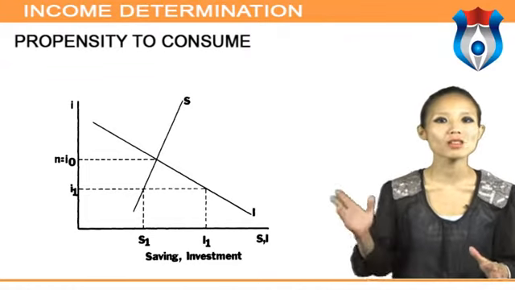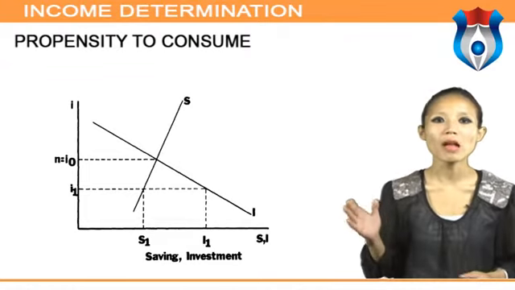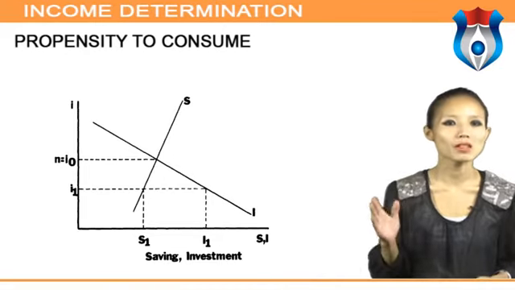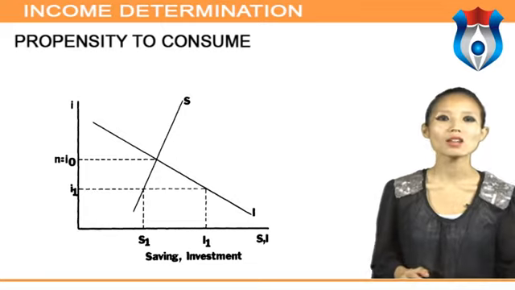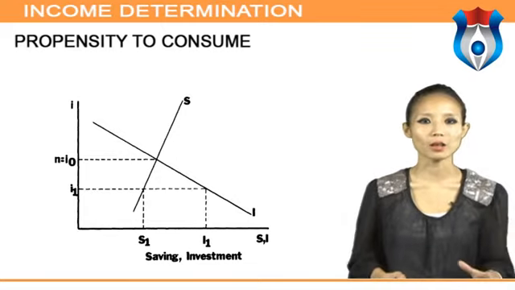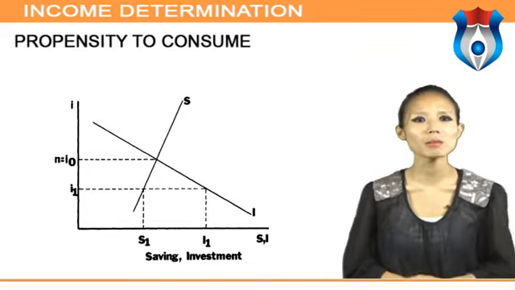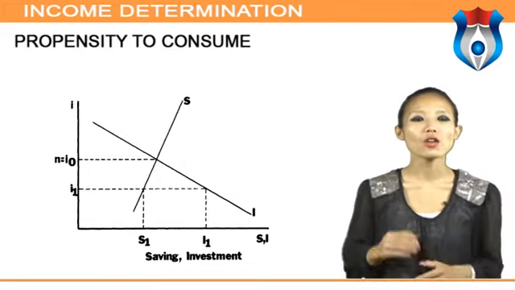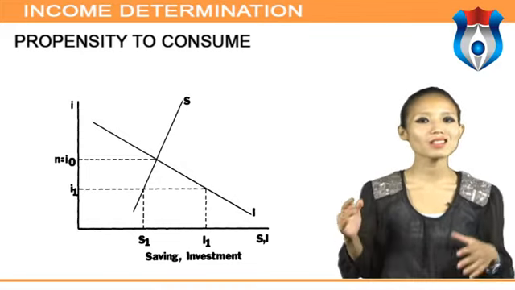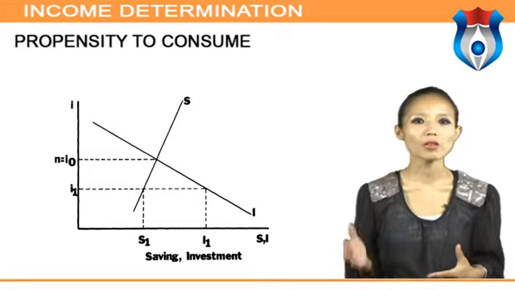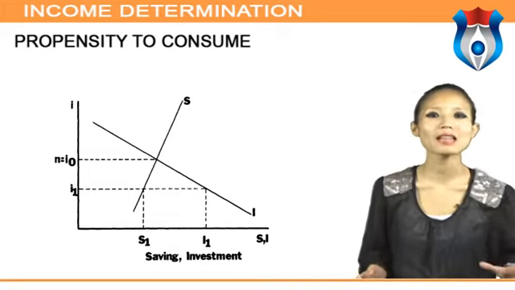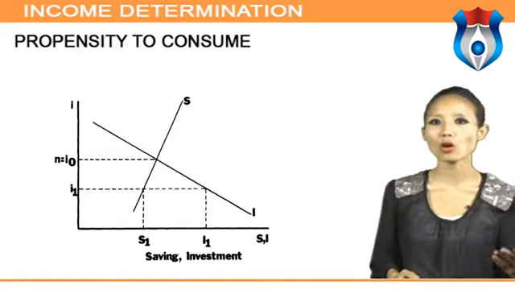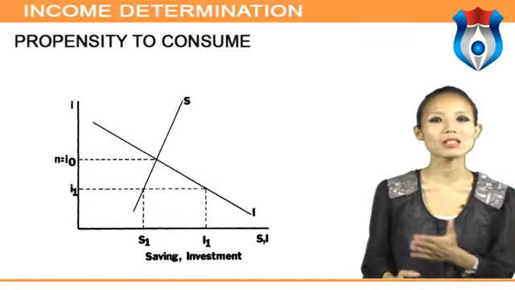Autonomous consumption is the $1 trillion of consumption that takes place if income is zero. Induced consumption is the increase in consumption that occurs due to an increase in income. There is some consumption even at no income, therefore APC is greater than 1 at a low level of income. With an increase in income, consumption increases to a lesser extent due to psychological factors, and hence APC falls.